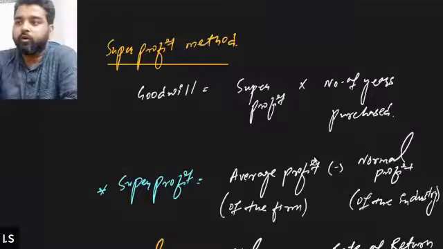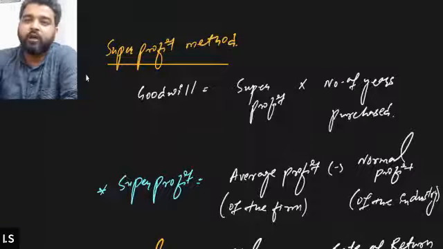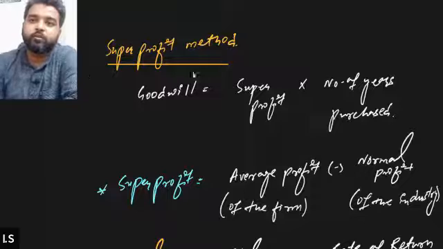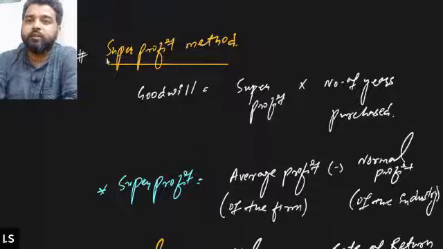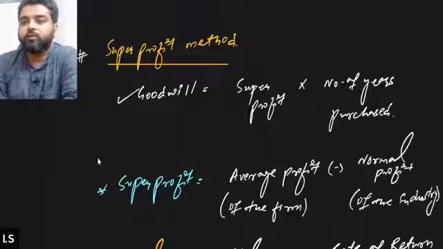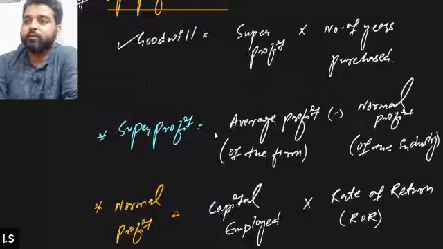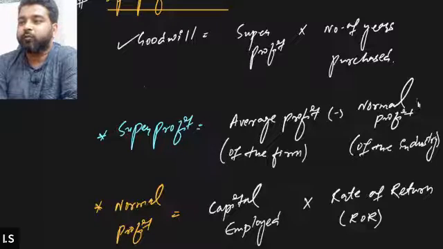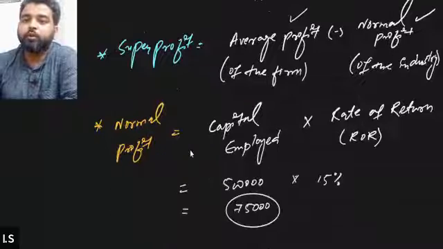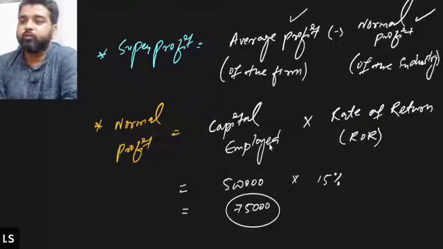Okay, let me give you a quick recap. We are talking about the valuation of goodwill by the super profit method. Under this method, we apply the formula: goodwill equals super profit into number of years' purchase. To find the super profit, we simply subtract the normal profit of the industry from the average profit of the firm. To find this normal profit of the industry, we multiply the capital employed with the rate of return.